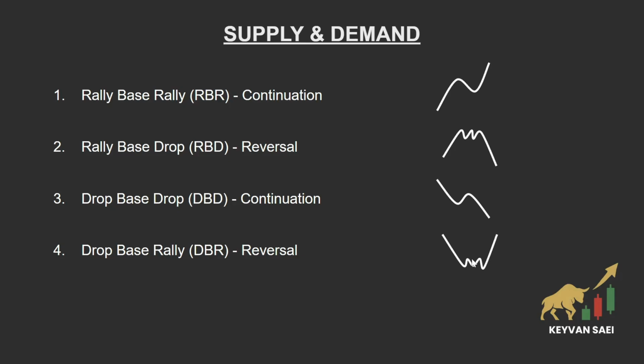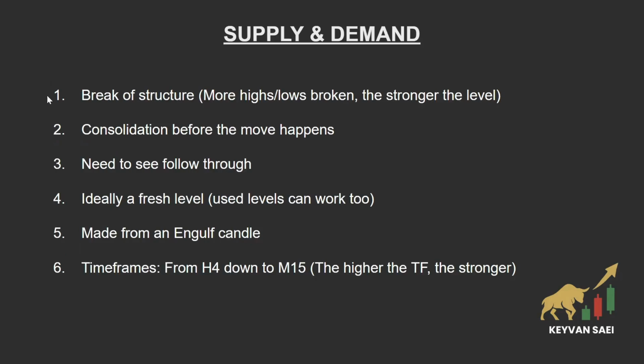Now, there are a couple of criteria points that we need to use in order to validate a strong supply or demand level, after we've established what kind of zone it is, a continuation or reversal. So point number 1 would be a break of structure. The more highs, or the more lows in the case of a supply, that are broken, the stronger the level is.